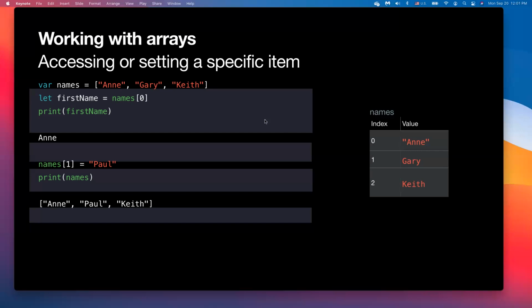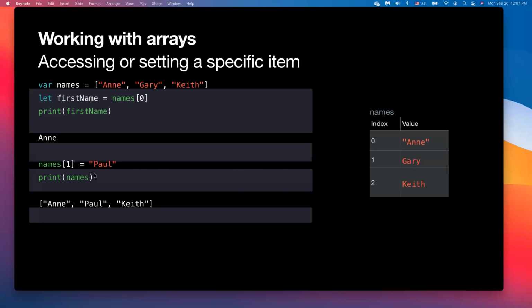So to access this is how we do it. Let first name equal names, the index of that first element, which is 0. If you want to get the second one, you will say let second name, and then you say names index of that second element, which is Gary, for example, will be 1, and so forth.